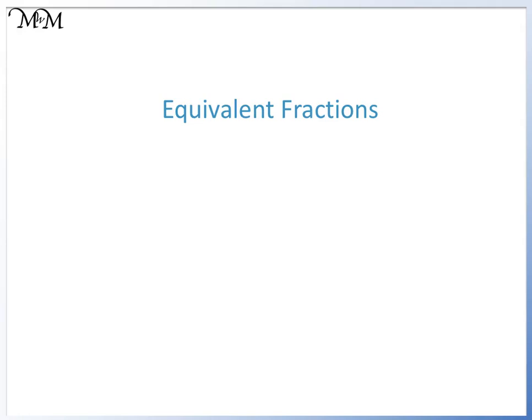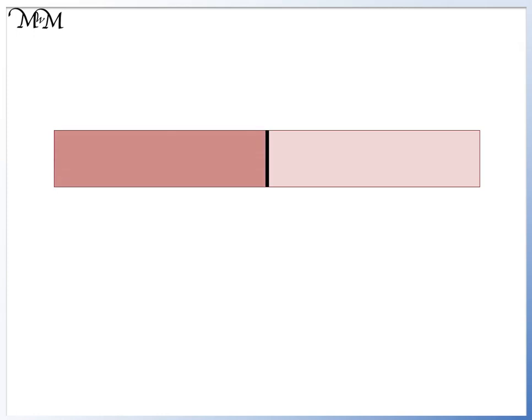Equivalent fractions are fractions that have the same value. This bar represents one whole. If we draw a line down the middle of one of these bars and shade in one part, we can see that 1/2 is shaded in.